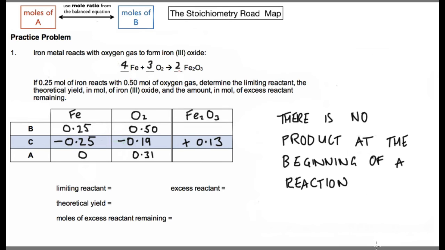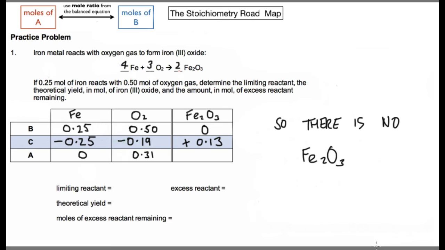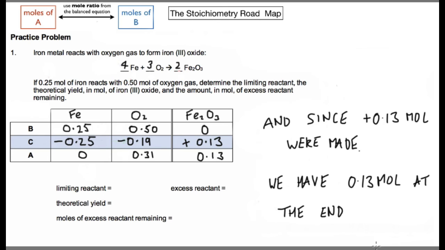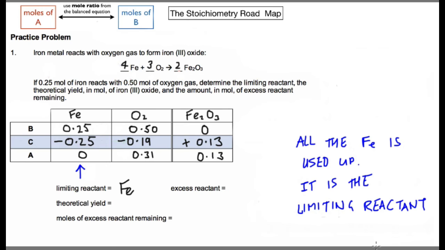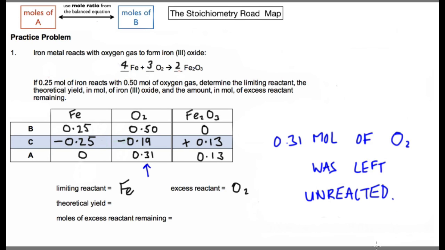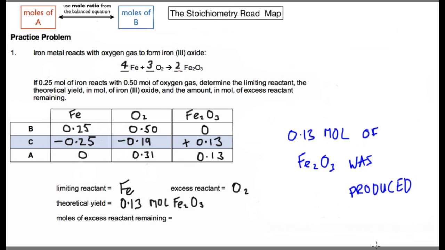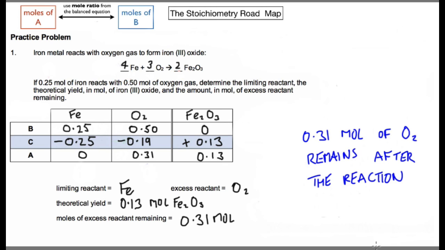Never mind. Okay, so there's no product at the beginning of the reaction, so let's put 0 in there. And since 0.13 moles were made, we have 0.13 moles at the end. And so we have no iron remaining at the end. So iron is definitely the limiting reactant. It's all used up. We've got 0.31 moles of oxygen left unreacted. So the yield of iron oxide will also be 0.13 moles. That's how much was produced, and the moles of excess reactant remaining will be 0.31 moles.